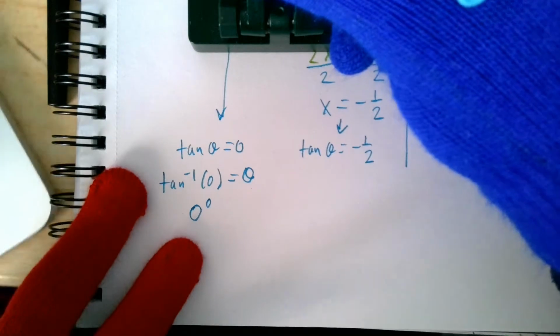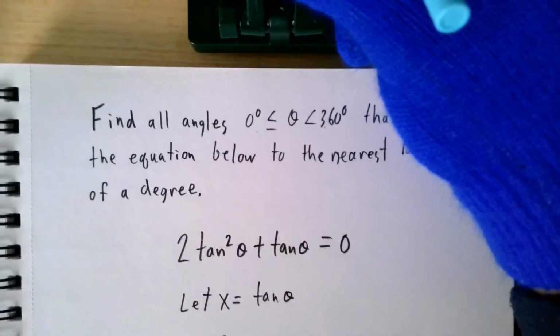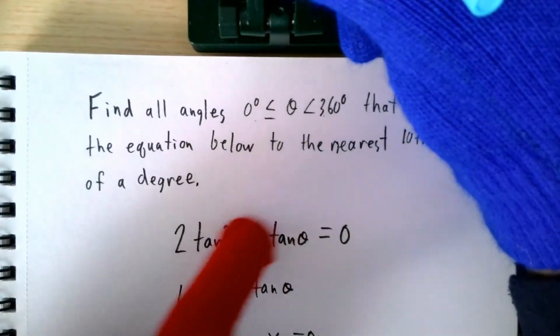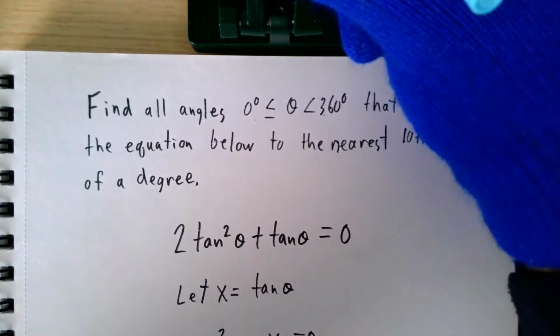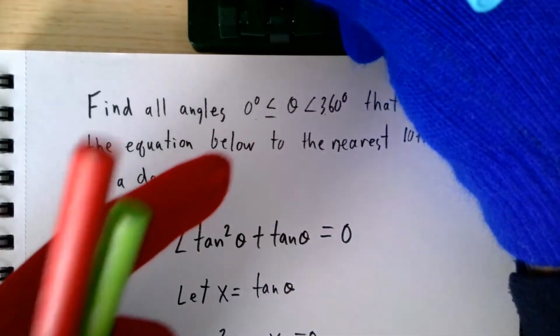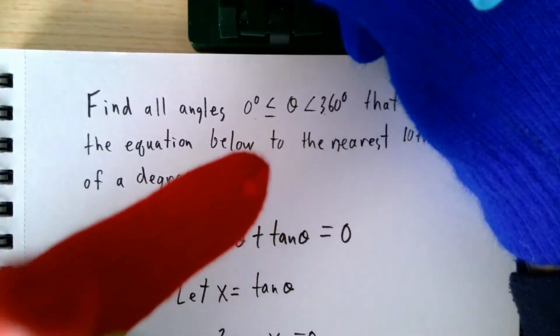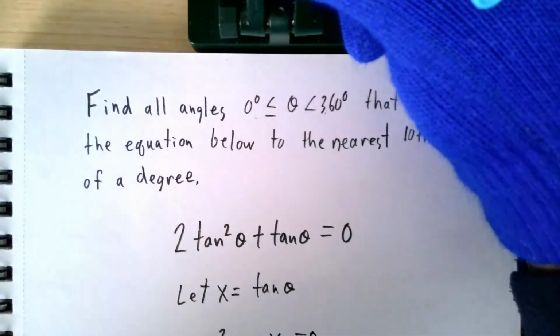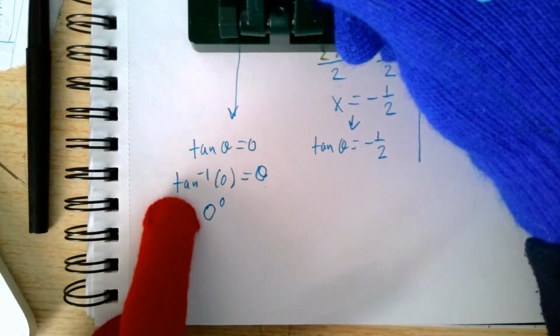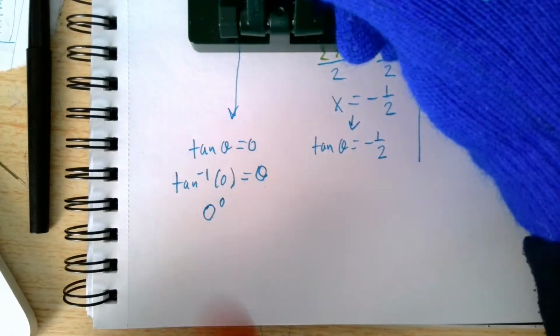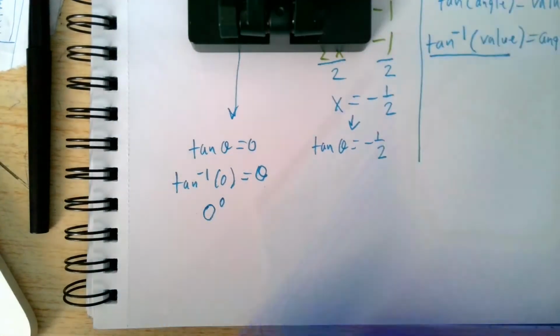They asked for all the values from 0 to 360 that satisfy it. So because trig functions repeat as they go from 0 to 360, there may be more than one angle that's going to match up and have a value of tangent equal to 0. All right, so what do I need to do?